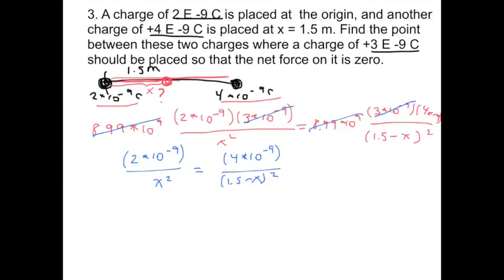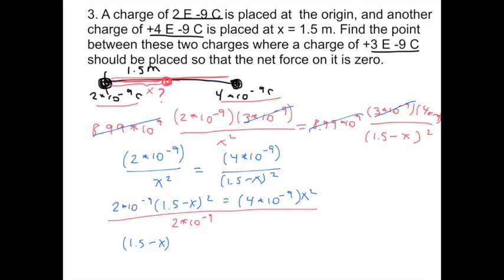So if I cross multiply, I get 2 times 10 to the negative 9th times (1.5 minus x) squared equals 4 times 10 to the negative 9th x squared. And I can divide both sides by 2 times 10 to the negative 9th to get that (1.5 minus x) squared equals 2x squared. Now I will FOIL this expression down here. I'm running out of room again. I'll be doing this over on the side.